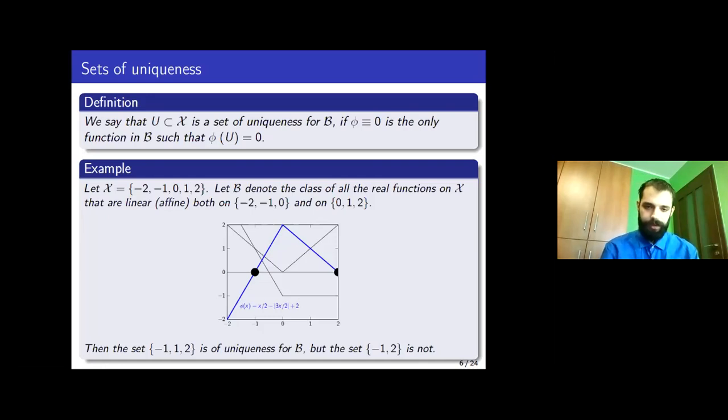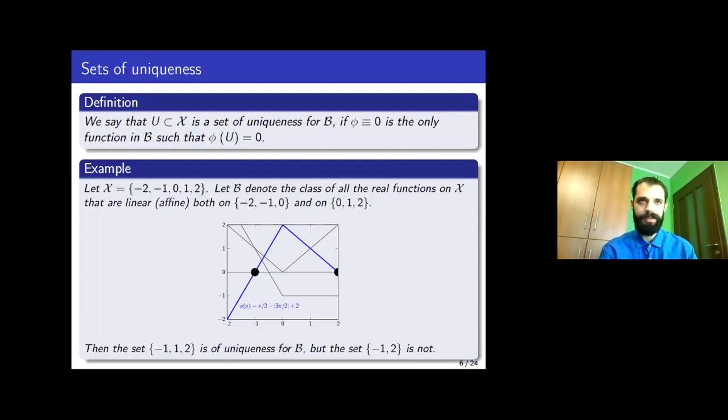But if we remove one point, for example, the point equal to 1 from our set, then the set consisting of two points, minus 1 and 2, is not a set of uniqueness. Why? Well, the counterexample is seen on this slide. There is a linear function. This function is not equal to 0, as we may see, but this function vanishes both on minus 1 and on 2.